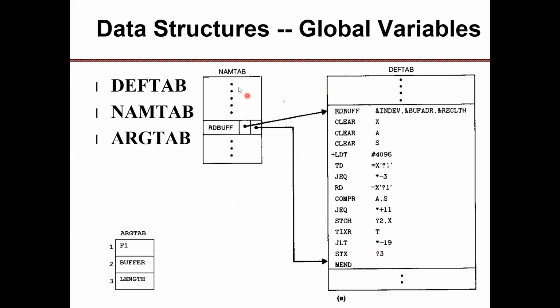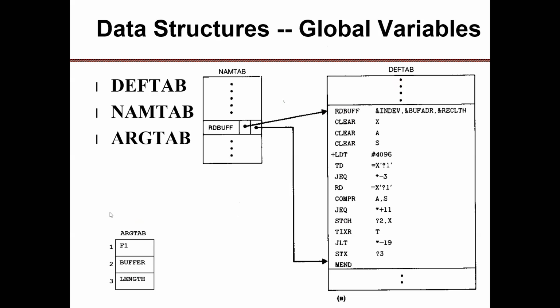But we're going to use the name tab here to hold these symbol names, and now it's going to have these pointers to the start and to the end of the macro definition inside of the def tab, the define table.